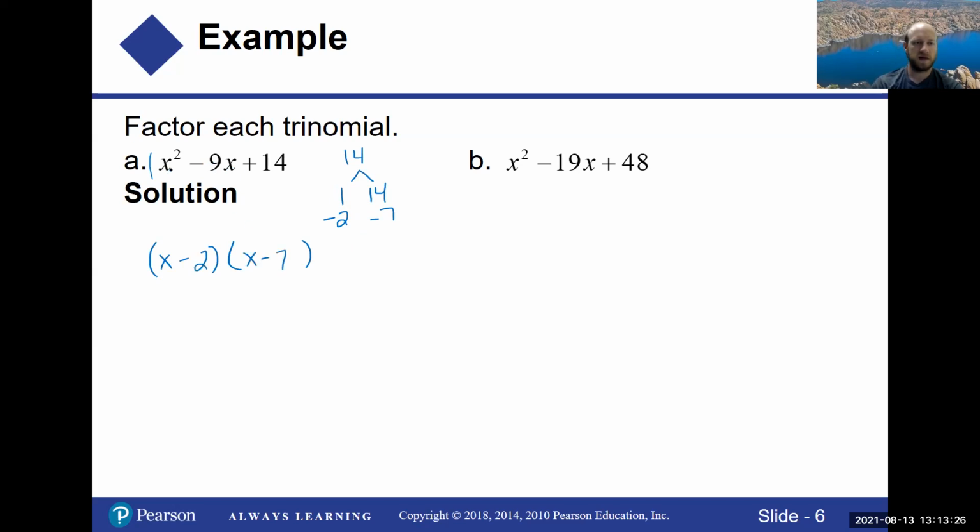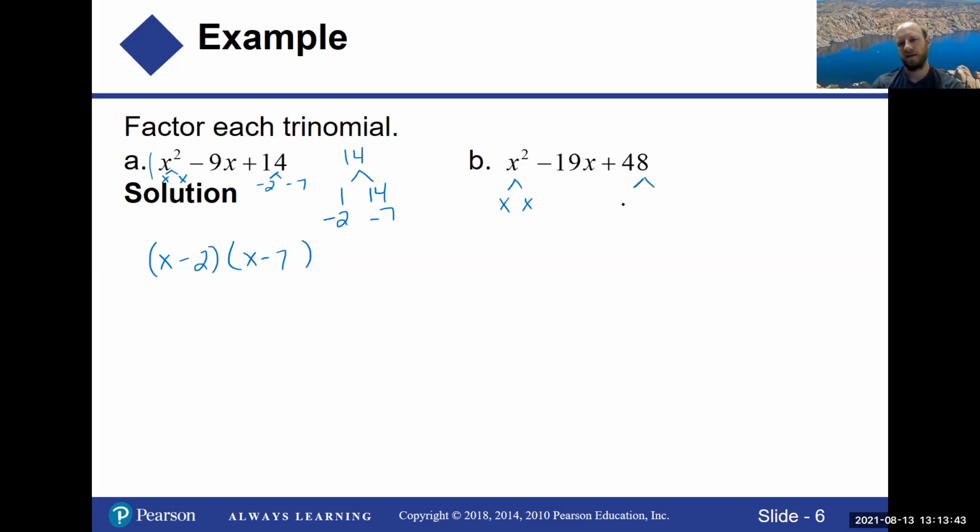And if it helps you out, you can make your little factor tree, x and x, and then -2 and -7. Some people like to do it like that. So then if I were doing it that way, for this one, you could try that. I won't write all this out, but I have x and x.